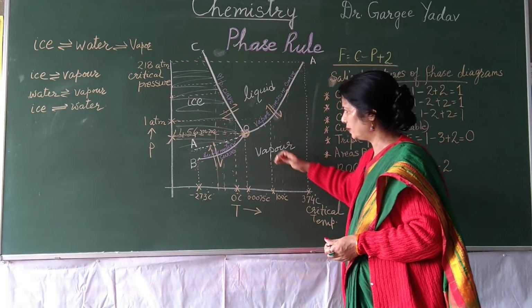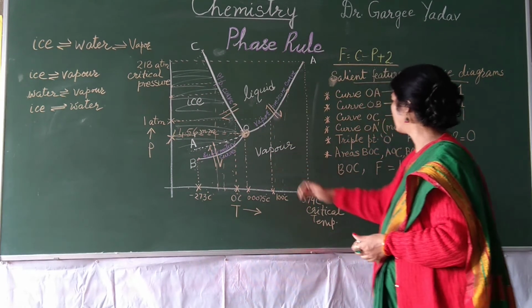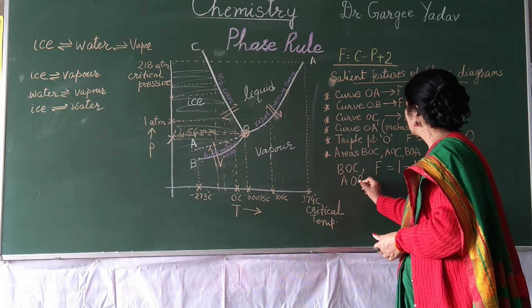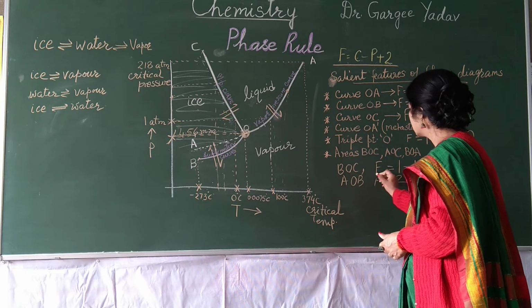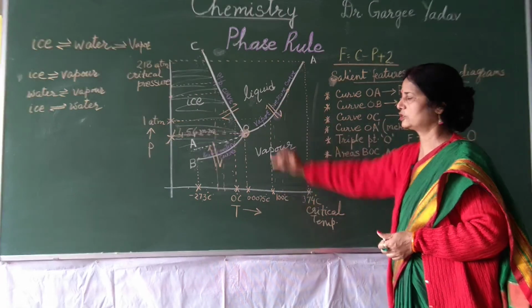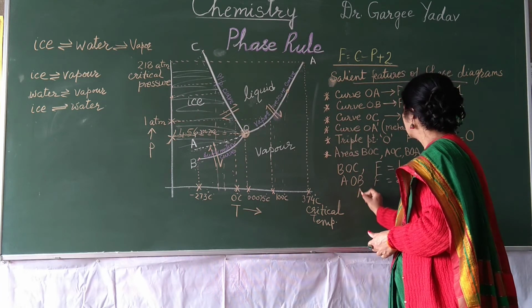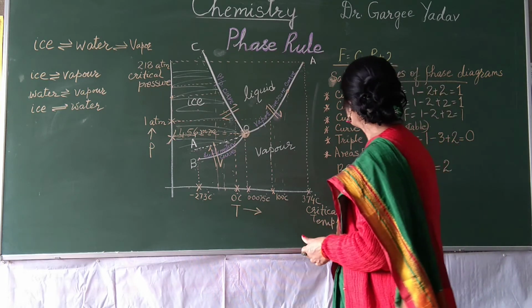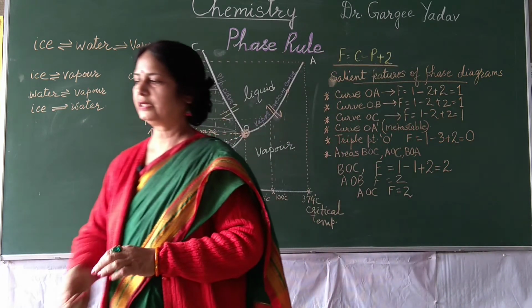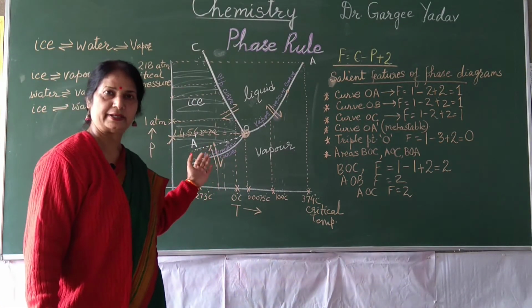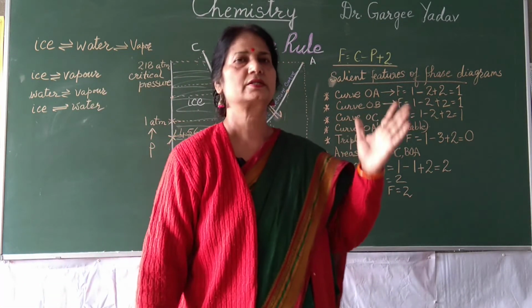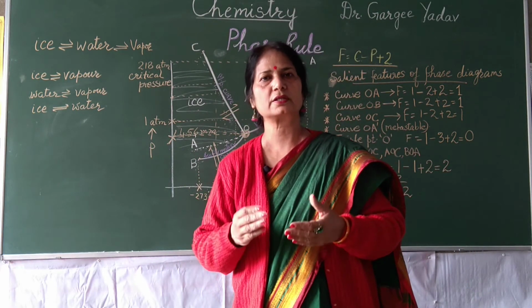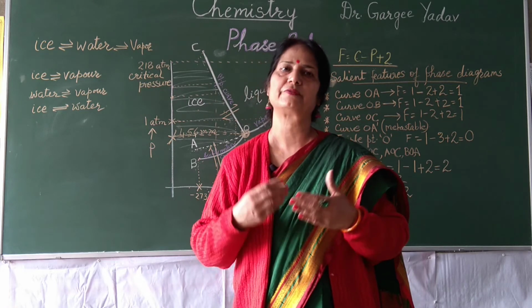Similarly, if we talk about the vapor state, for the area AOB, F will again come out to be 2, and similarly for the liquid phase, area AOC, F will come out to be 2. So the system is bivariant when we are in any area. Along the lines, the system is univariant, and at the triple point where all three phases coexist, the system is non-variant, or you can say the degree of freedom is 0.